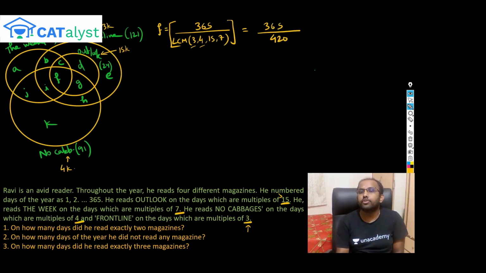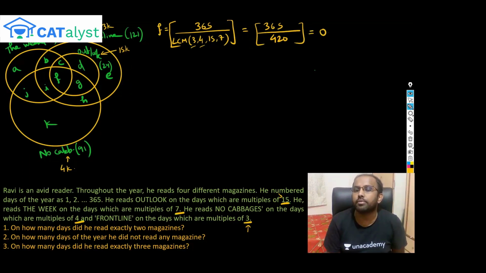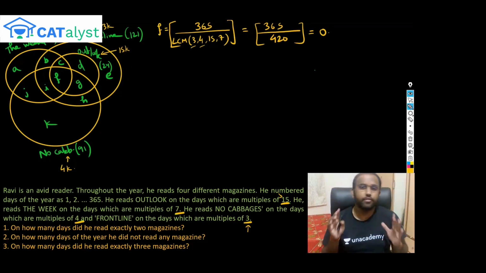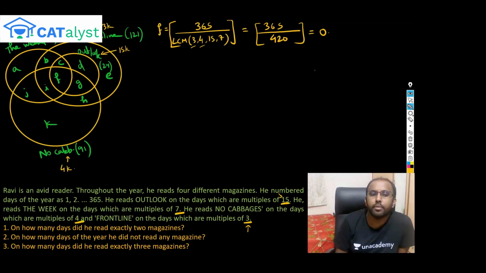But we have only 365 days here. So 365 by 420 should be 0, right? Basically, in a single year, I won't have any day in which I'll get all four magazines together. That means f will be equal to 0 here.